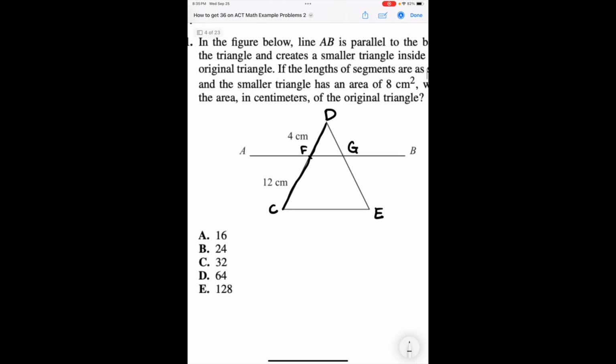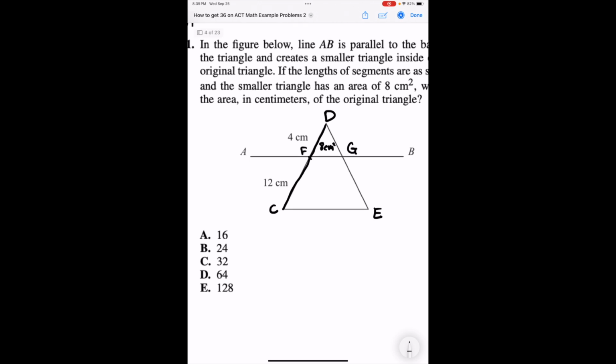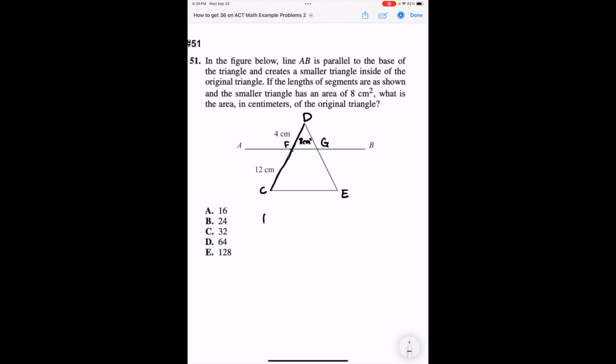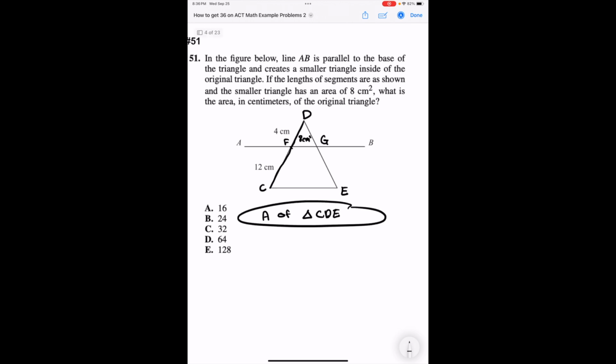Okay, so let me label this triangle so I can talk about it more easily. Since they already used A and B, I'm going to say that this is C, D, and E. And then I'm going to label these intersections right here as F and G. So now that we have this, first of all, it tells us that DF is equal to 4 centimeters and then FC is equal to 12 centimeters. So it is saying that the small triangle in the middle, FDG, has an area of 8 centimeters squared. And so it is asking what is the area of triangle CDE. So that is what we're trying to find right here. So how do we find this?